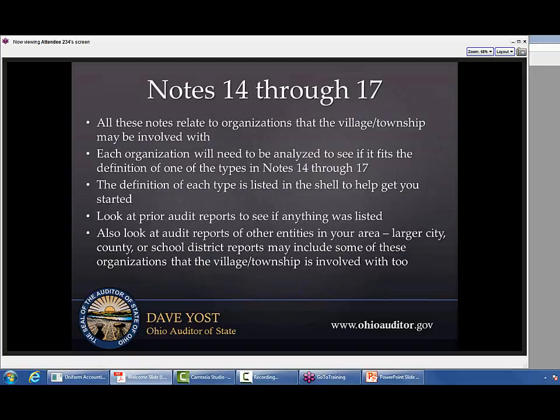Another place that you can look is at audit reports from other entities in your area, such as larger cities or counties or school districts. They may also be part of some of these organizations and have them listed in their reports. And if you look at their reports, it may ring a bell saying, oh yeah, we're part of that organization too. We probably ought to disclose that as part of our notes to financial statements.